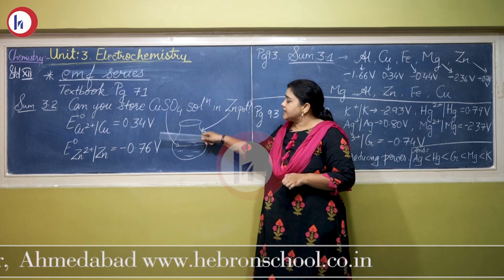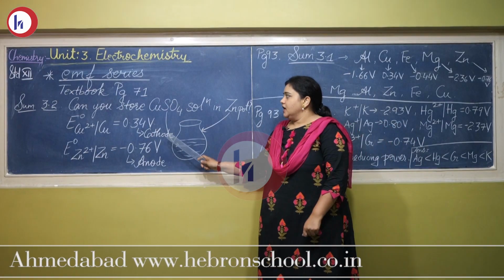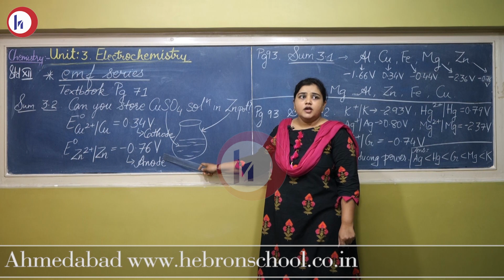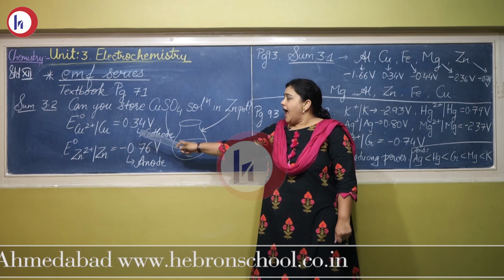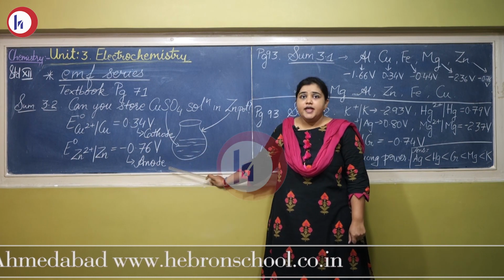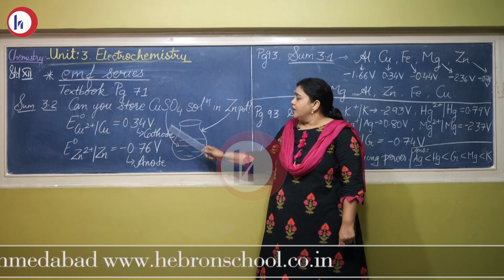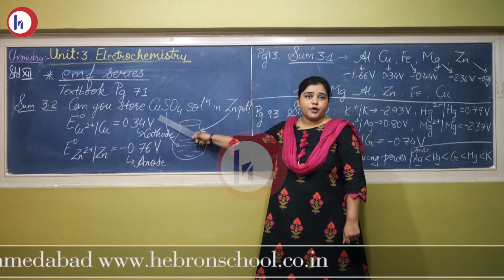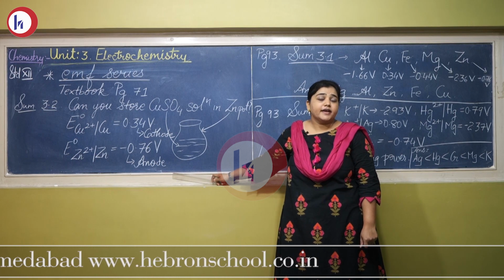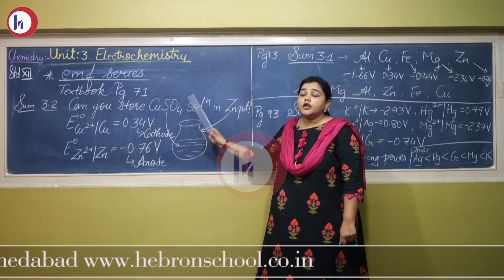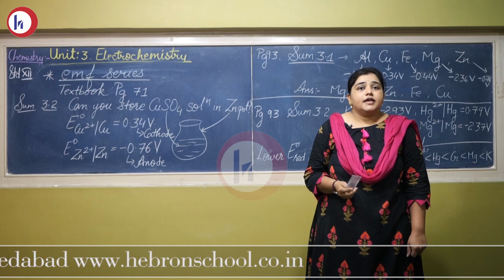Now if you can see the standard reduction potential values, for the reaction to occur, the copper half cell should act as cathode and the zinc half cell should act as anode. And if you compare the values, it corroborates this: if copper sulfate solution, which has more reduction potential, is stored in a zinc pot, then the reaction will occur and it will be a spontaneous reaction, and so it will not be safe to store a copper sulfate solution in a zinc pot.